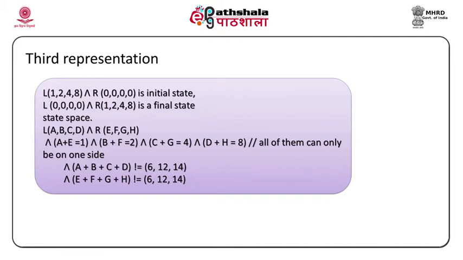So the first statement, first line which says L 1, 2, 4, 8 and R 0, 0, 0, 0, what does it mean? Farmer, fox, chicken and grain on the left hand side, nothing on the right hand side. The second one, L 0, 0, 0, 0 and R 1, 2, 4, 8, same, everything on the right hand side. So these are the initial and final state. Now what is the state space? Now state space is L, A, B, C, D and R, E, F, G, H. Now what those values are? First, A, B, C, D is farmer, fox, chicken, grain.